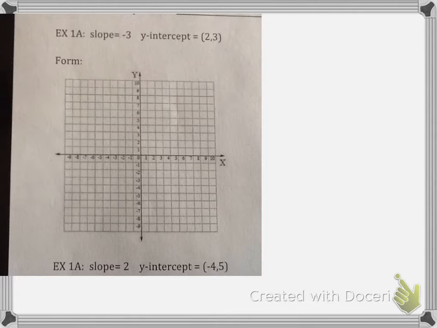Okay, in this one we're going to start learning how to use the point slope form. We've been working on slope intercept form, and we can create an equation using the slope intercept form because we have the slope and the y-intercept, but we have to learn how to use the point slope form. The point slope form is exactly what it says: you need a point and you need a slope. And that's why it's called the point slope form.